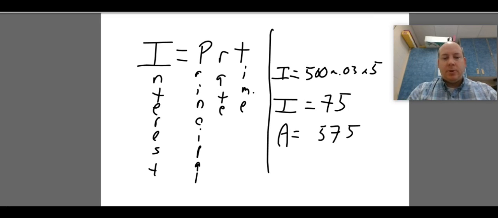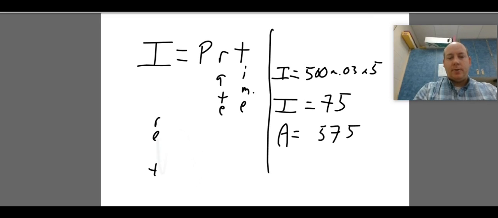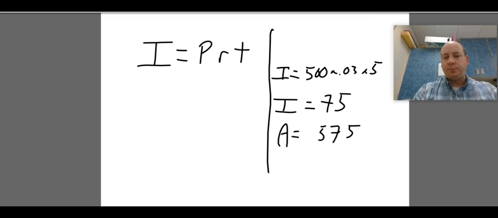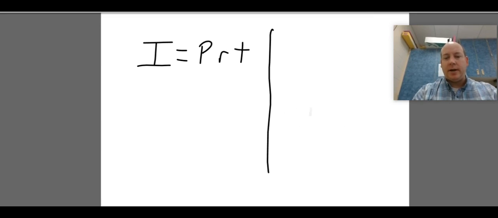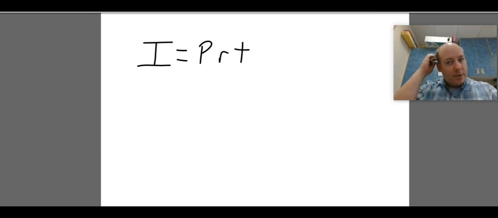Now, the nice thing with the simple interest formula is it's really easy then to figure some other things out. Let me erase a little bit here. For example, let's say I have my same $500 at 3%, but let's say I need to get at least $700. Which means I need to earn $200 in interest, right? $500 plus 200 more. So I can use this formula to help me figure out some different things.